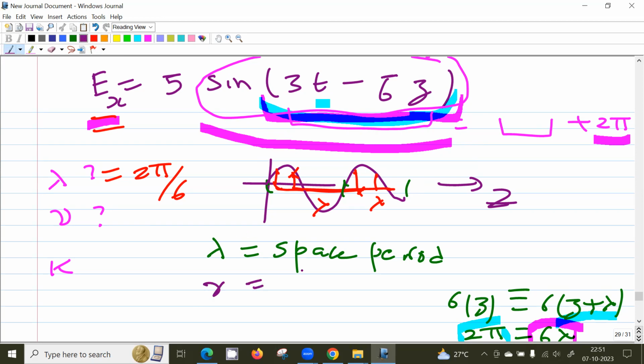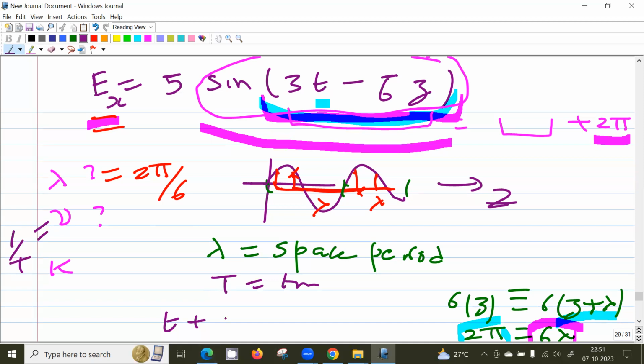Nu is time periodicity. Actually, nu is related to the time period as 1 by T. Capital T is the time period, and nu is related to capital T as 1 by T.